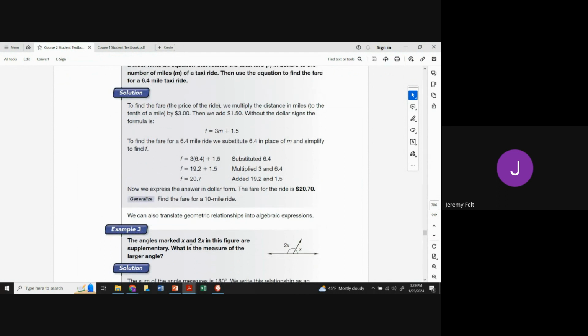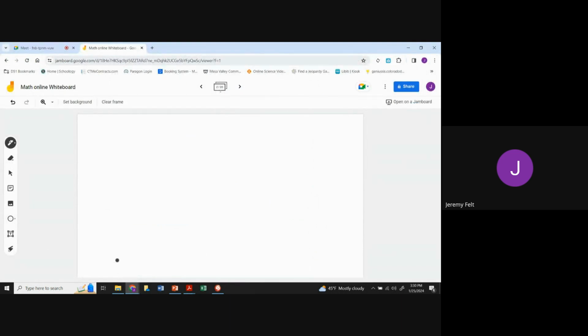The angles marked x and 2x in this figure are supplementary. What is the measure of the larger angle? Okay, so draw our own. Imagine these lines are straight, so we have x and 2x. And when we know this angle plus this angle have to add up to 180 degrees because it's a straight line, they're supplementary, so 2x plus x equals 180, so that's 2 plus 1 is 3x.